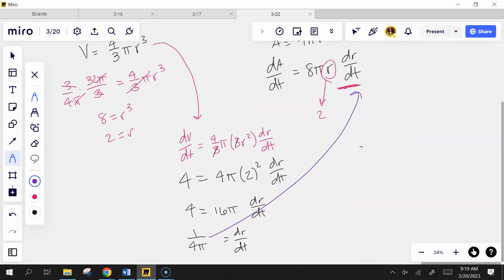So now just plug everything in. So dA/dt would be 8 pi, that radius is 2, dr/dt is 1 over 4 pi. Pi's are going to cancel. I got 4.